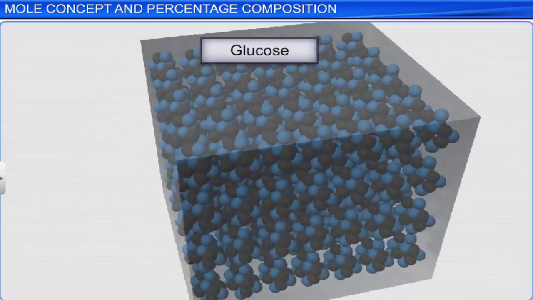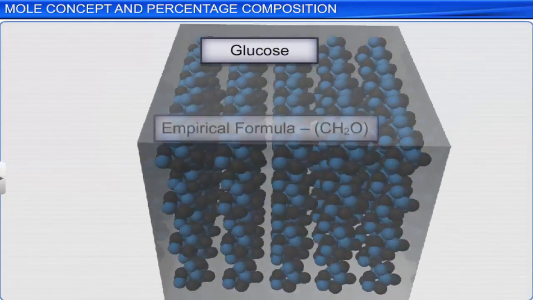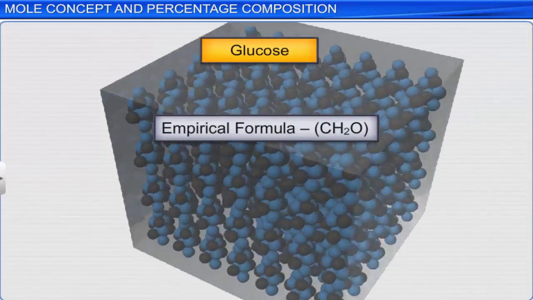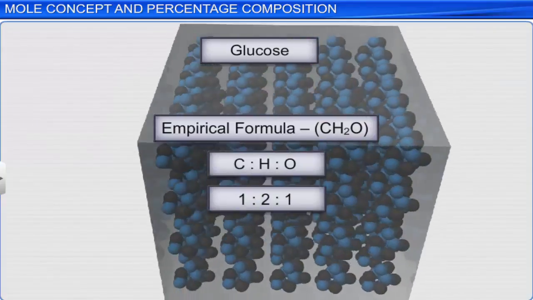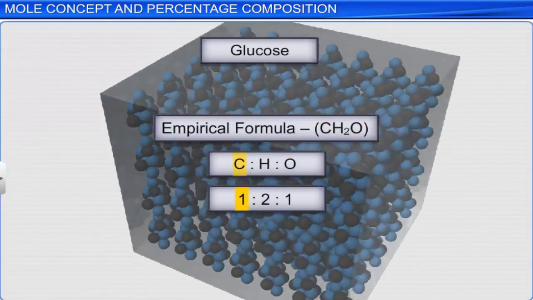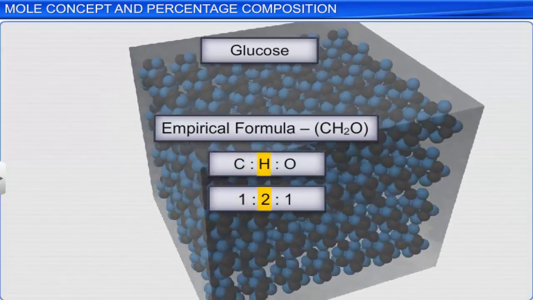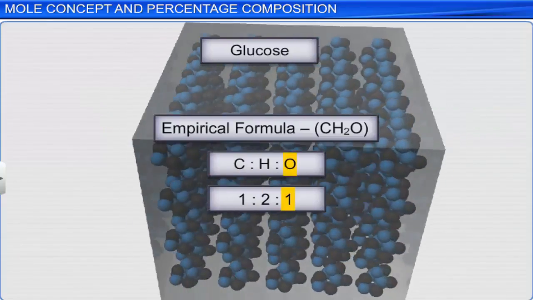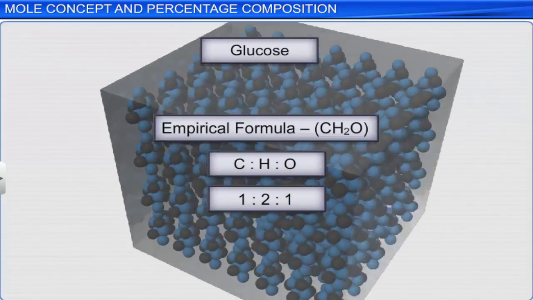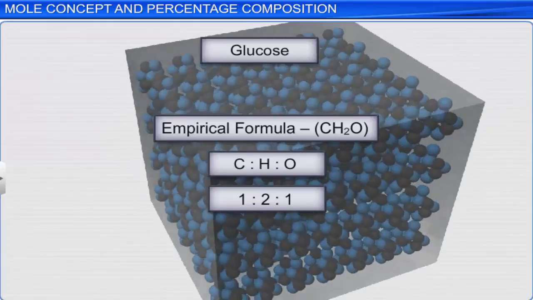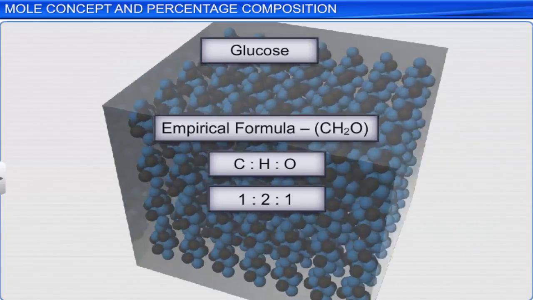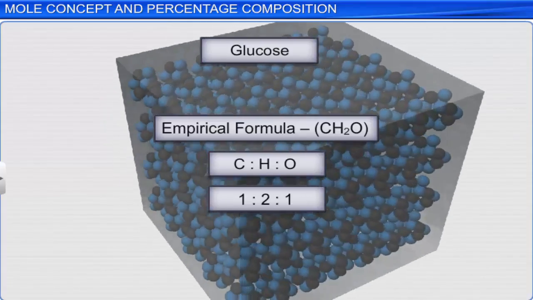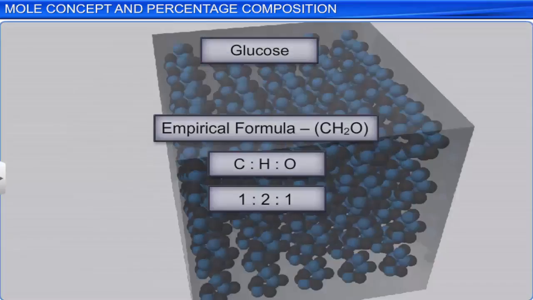Similarly, the empirical formula of glucose is CH2O. This indicates that there is 1 carbon atom for every 2 hydrogen and 1 oxygen atoms. Note that the empirical formula only indicates the atomic ratio of the elements present in one molecule of the compound. Now, let's look at the molecular formula.